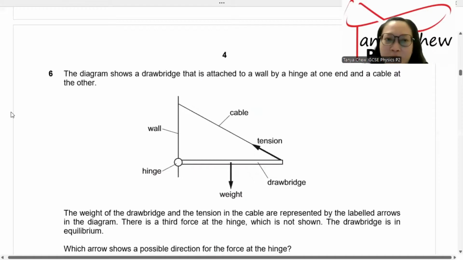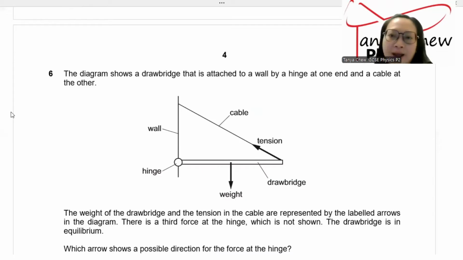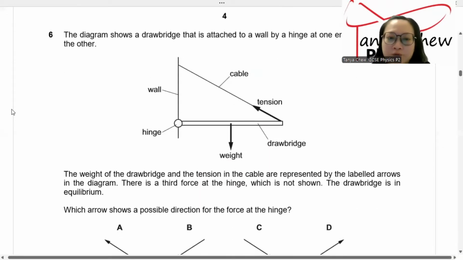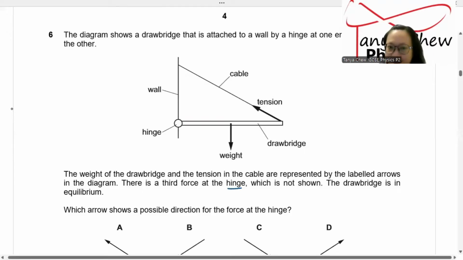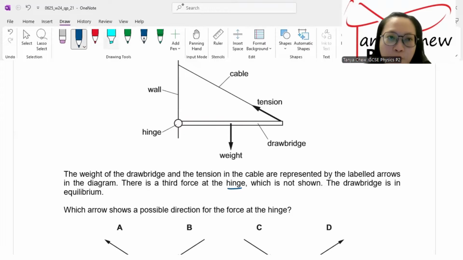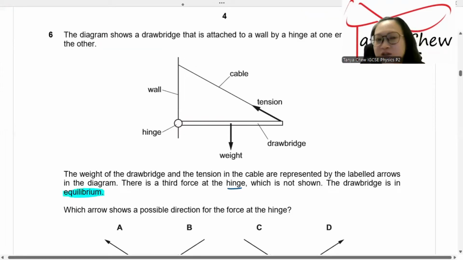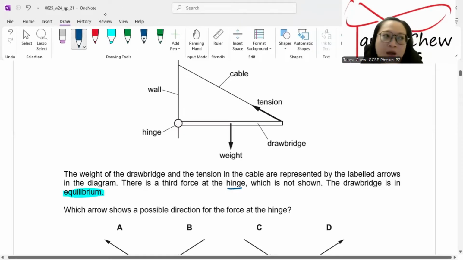Question number 6. The diagram shows a drawbridge that is attached to a wall by a hinge at one end and a cable at the other end. The weight of the drawbridge and the tension in the cable are represented by the labeled arrows in the diagram. There's a third force at the hinge. Okay, remember this? There's a third force at the hinge, which is not being shown. The drawbridge is in equilibrium. Now, this is a very important word here when they mention the forces are in equilibrium, right? So you have to be able to draw a closed triangle. And the arrows must follow each other and form a closed loop.